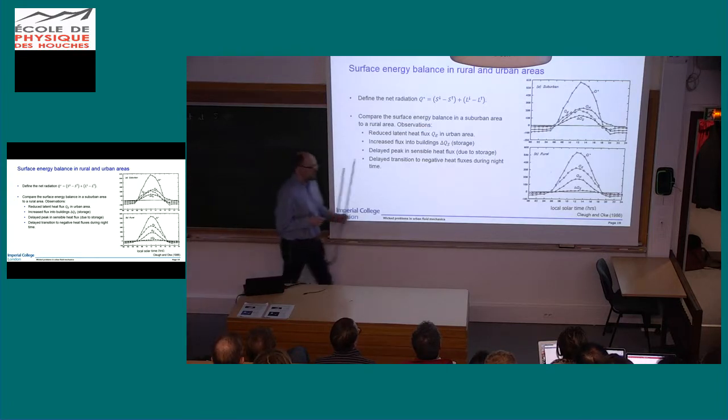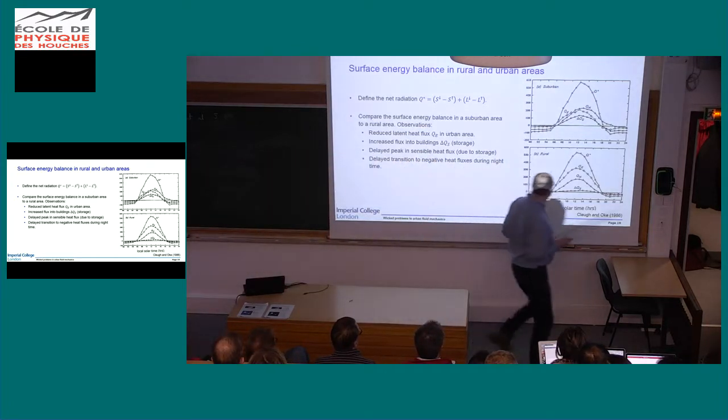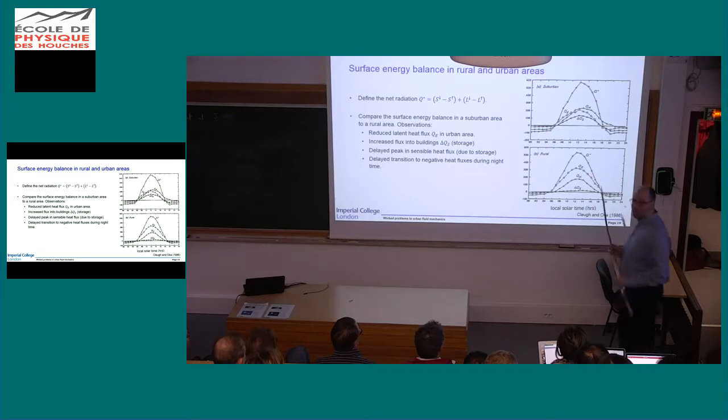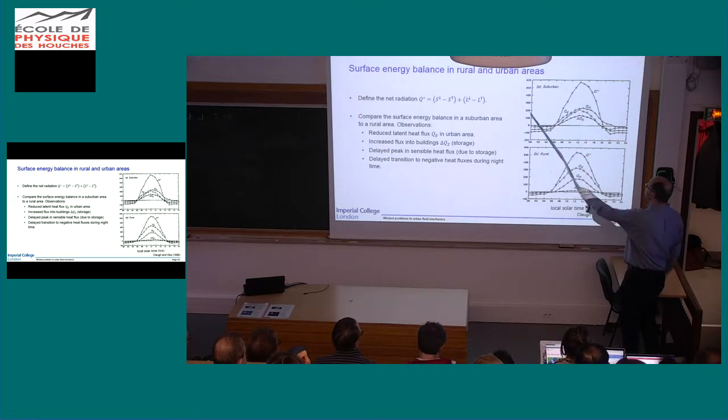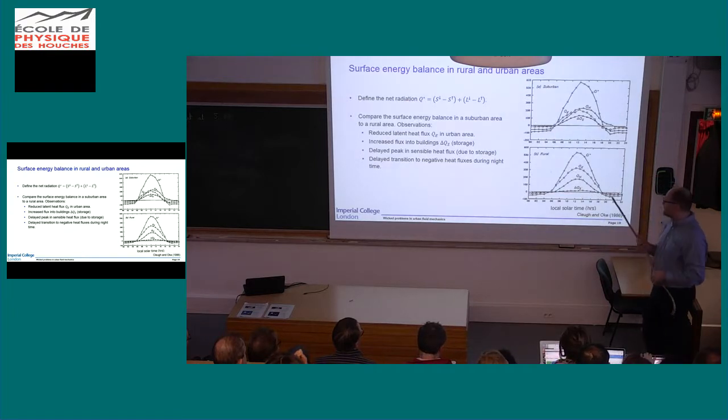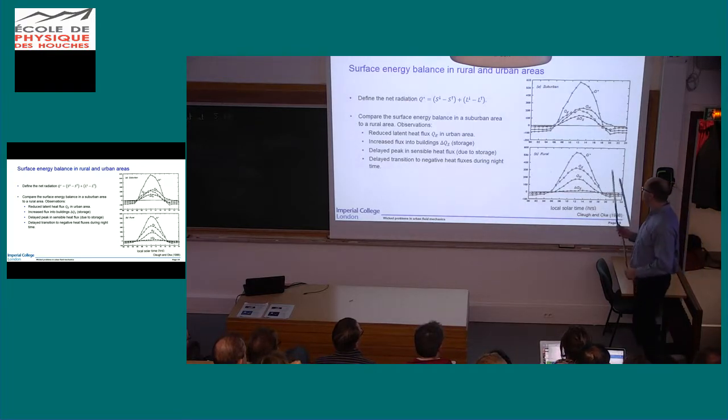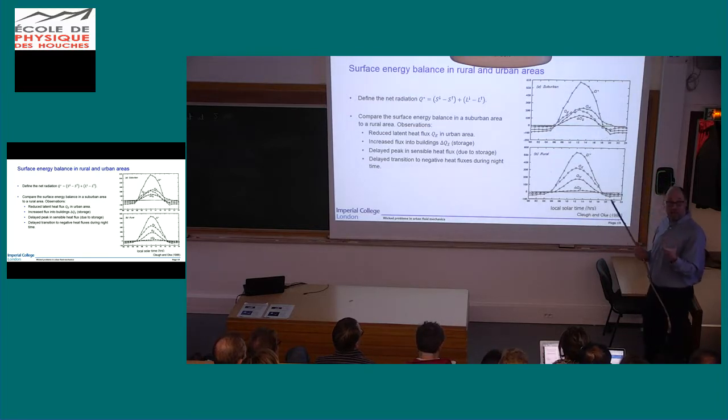So there's a lot of information on this chart, but this is a rural area, this is a suburban area, and the big difference that you can see is that in the rural area you've got a latent heat release of 300 because there's lots of green, and that reduces to 200 in the suburban area. So you get less evaporation. Makes sense? There's less green surface. Also what you see is that the heat storage in the buildings is much larger than in the countryside. So you're going to get a memory effect.